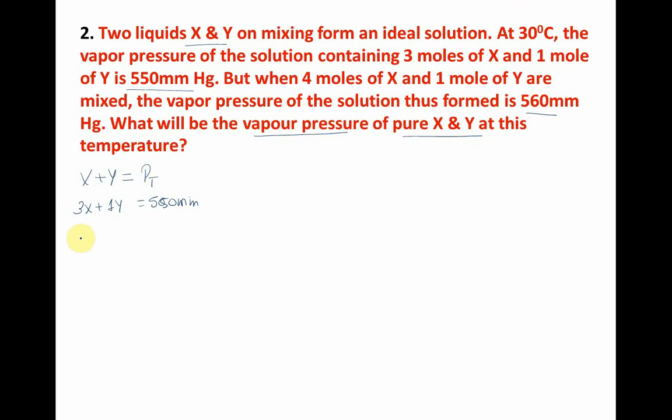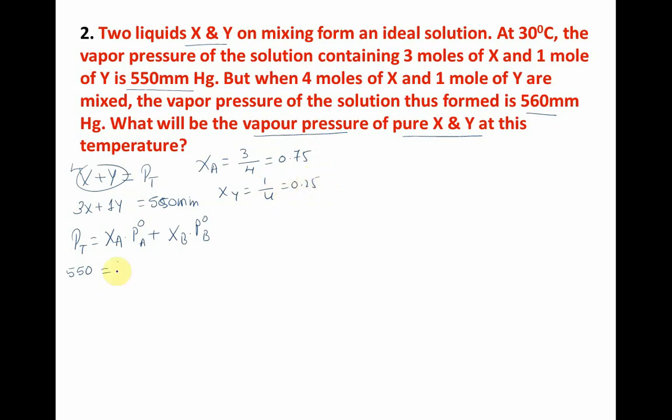So we know that P total is equal to XA into P naught A plus XB into P naught B. X and Y are given as 3 and 1, so a total of 4 moles is given. P total is given as 550, and XA means 3 by 4. So I'll write it clearly. XA is equal to the number of moles of X, 3, over the total number of moles, 4, which is equal to 0.75. And XY is equal to 1 by 4, that is equal to 0.25.